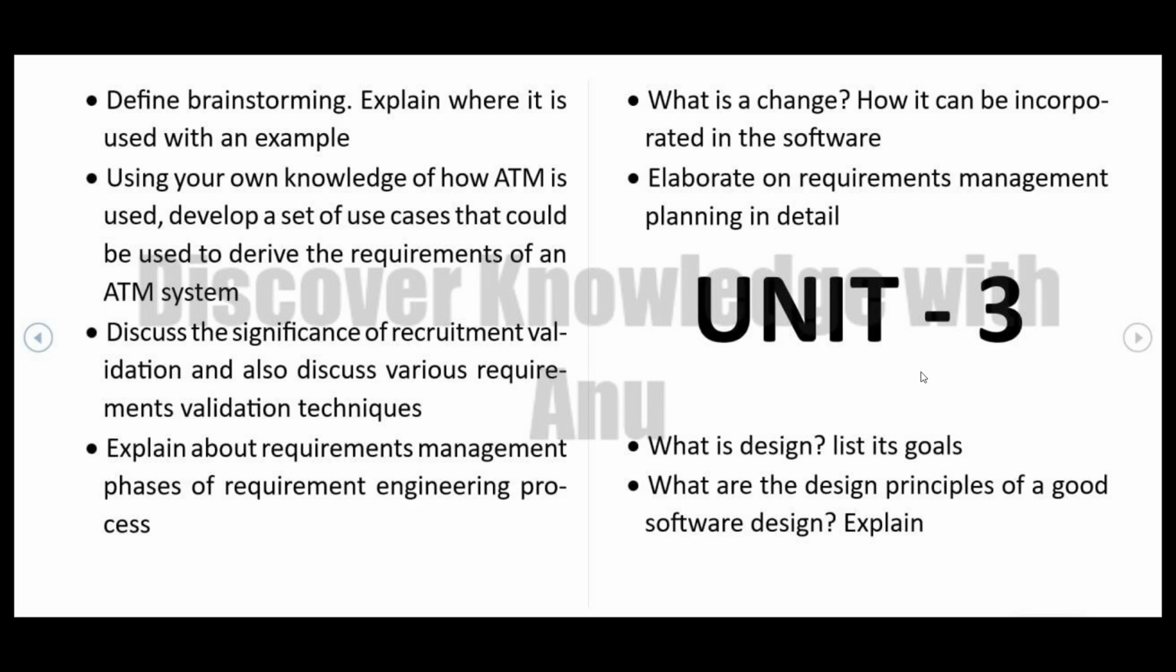So from this unit 2, the very important one is the differences between the functional requirements and the non-functional requirements. And the second most important is software scope and feasibility study. So these are the questions from unit 2. Next we have unit 3. What is design? List its goals. What are the design principles of a good software design? Explain.